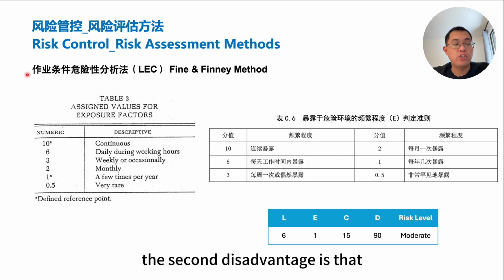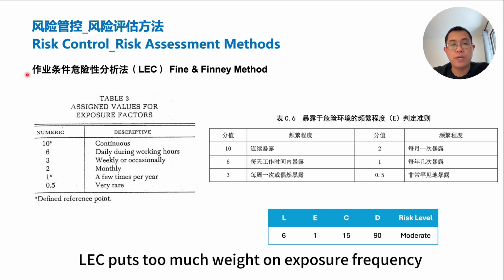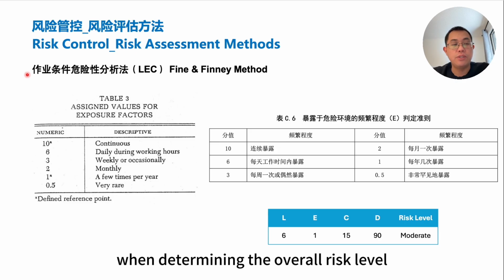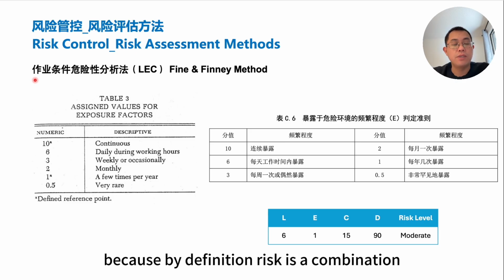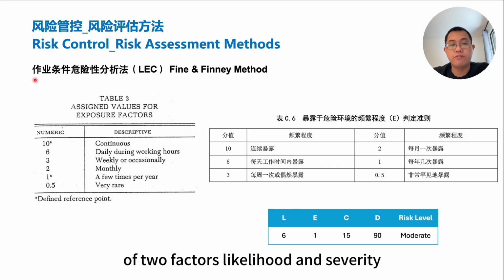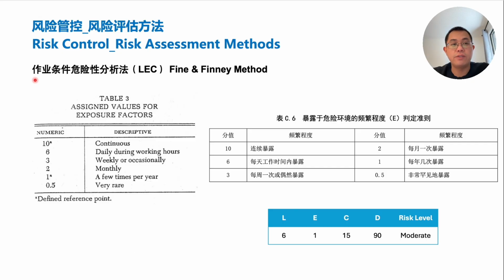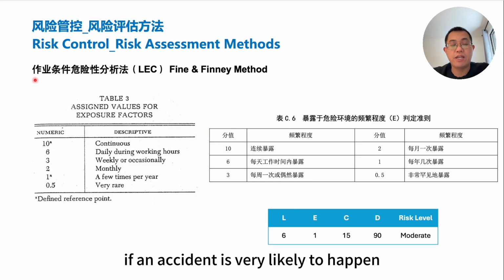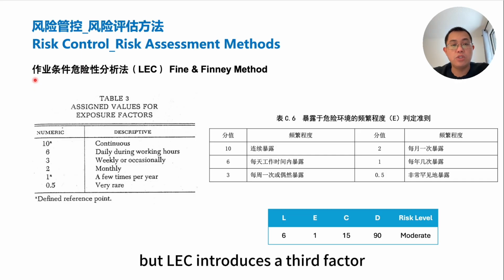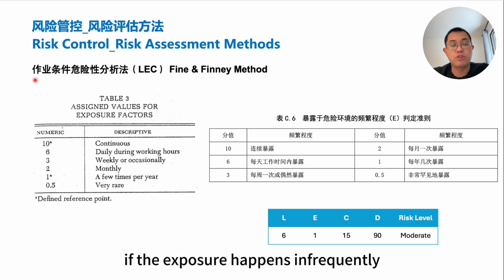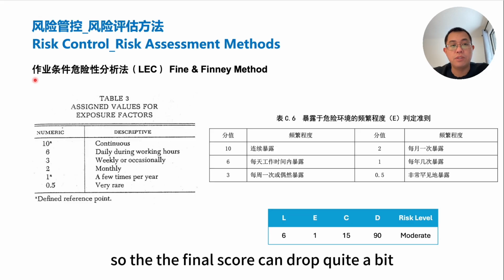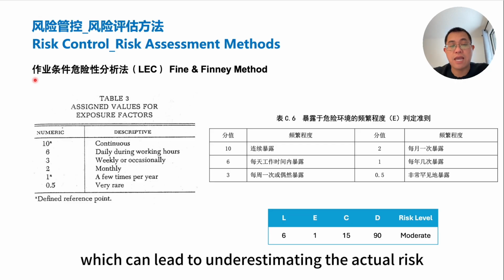This subjectivity can directly affect the final risk level. The second disadvantage is that LEC puts too much weight on exposure frequency when determining the overall risk level. Because by definition, risk is a combination of two factors, likelihood and severity. So if an accident is very likely to happen and the consequences are very severe, we generally consider it a high risk. But LEC introduces a third factor, which is exposure frequency. If exposure happens infrequently, the final score can drop quite a bit, which can lead to underestimating the actual risk.